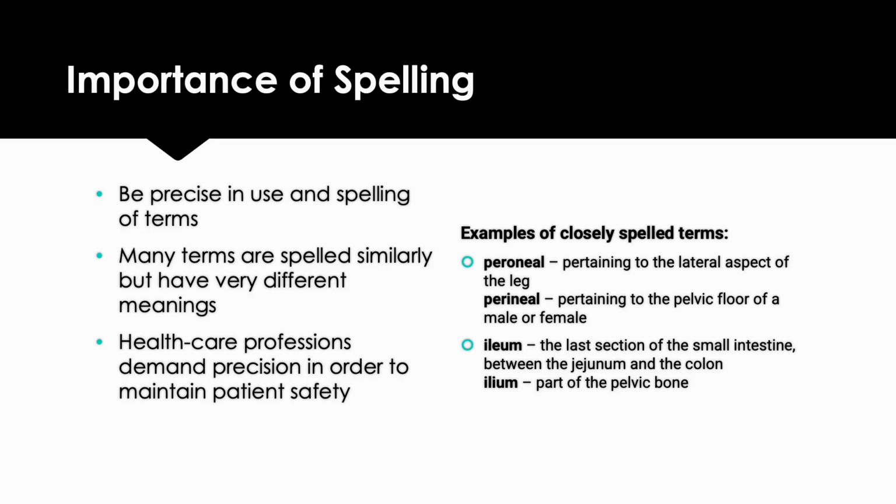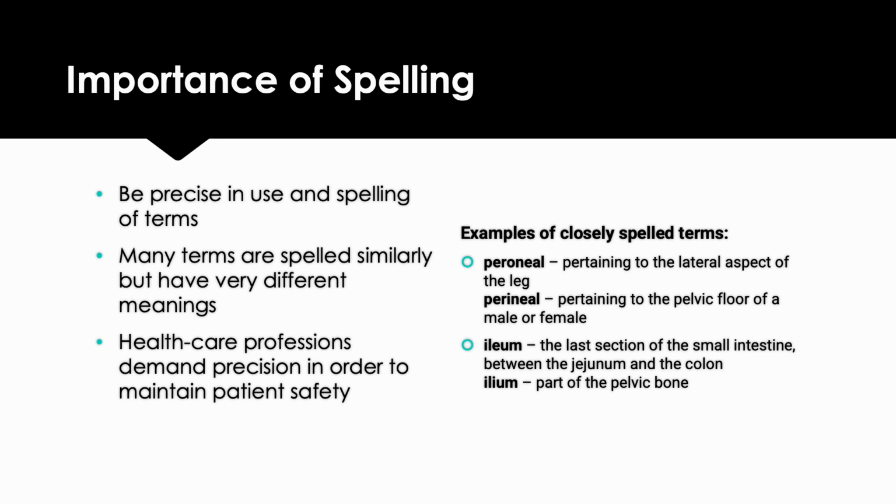So we're going to talk about the importance of spelling. You need to be very, very precise in the use and the spelling of your terms. There are a lot of terms in anatomy that are very similar to other terms. Similar spelling, similar sound, similar look. However, they have completely different meanings. So you need to be very intentional on the term that you're using to make sure you're talking about the right thing. In working in healthcare, it is very important that you are precise in your documentation or the terminology you use, because it could change the outcome and it can risk patient safety entirely.